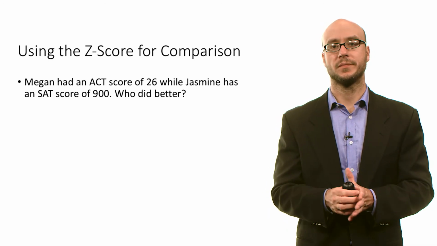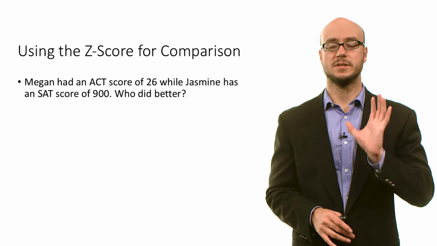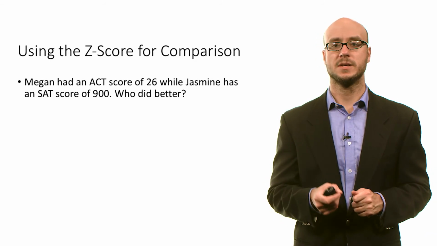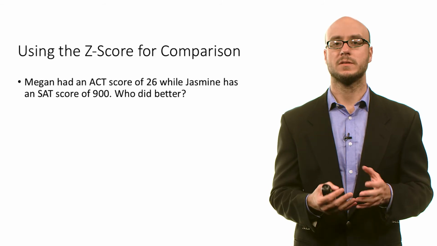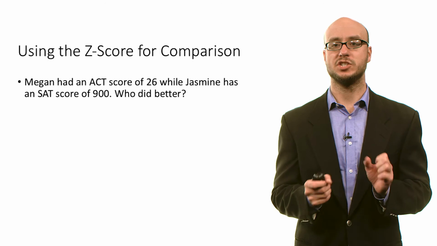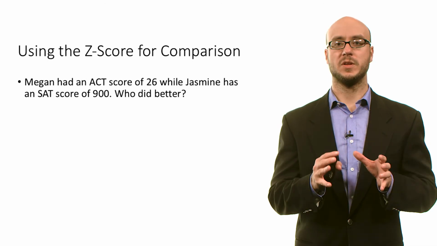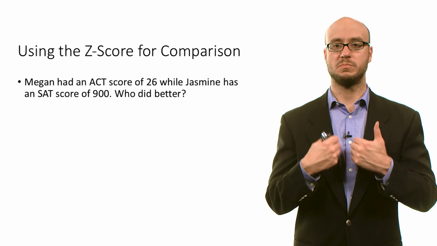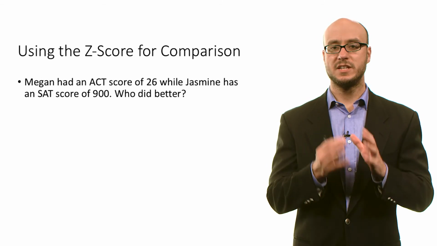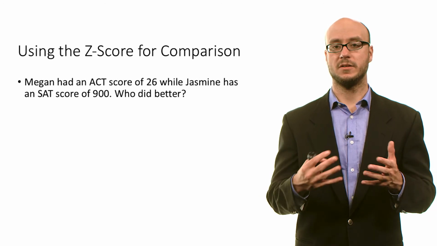So here's an example. Suppose we have two students. One student is Megan, another student is Jasmine. Megan has an ACT score of 26, and Jasmine has an SAT score of 900. Now, if you're not from the United States, these are two standardized tests. They're just basic tests, but they have different means and different scales, different standard deviations.